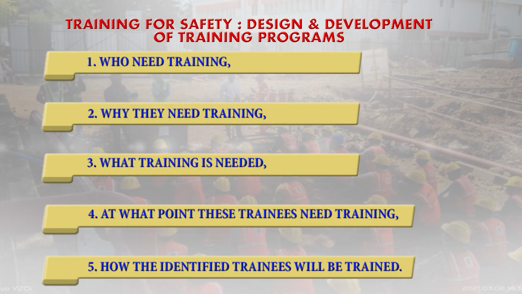Let's understand another criterion for designing and developing training programs. The basic five questions should always be asked to design a robust training program. One is who needs the training and why they need the training, and what training is needed. There can be another question: at what point do these trainees need training, and how will the identified trainings be delivered, how will these trainees be trained. So these are the basic parameters for designing and developing a training program.